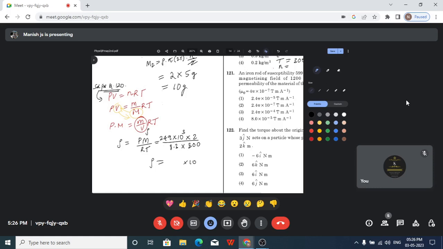Okay, and don't forget to convert grams to kilograms. Since grams is there, it will be 10 power minus 3. So don't forget to convert that. That is one aspect that you will have to keep in mind. So I get 1.5. Simplify it. So how much is 1.5?